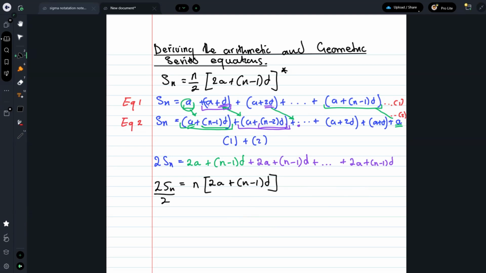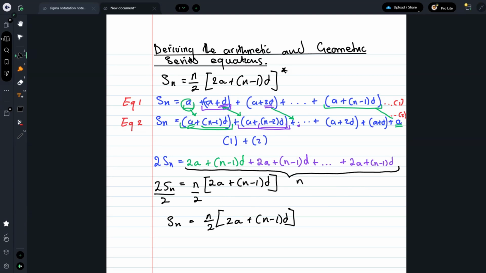We're going to divide both sides by 2. Then you're going to have Sn is equal to n over 2 into 2a plus n minus 1 d, like that. Sometimes in some books, you'll see that they will just have that and say this repeats itself n number of times. You can indicate that, it's fine, but we could assume that it is understood that it repeats itself n times because you are adding n number of terms, right? And that would be the end of the proof right here for the arithmetic series.